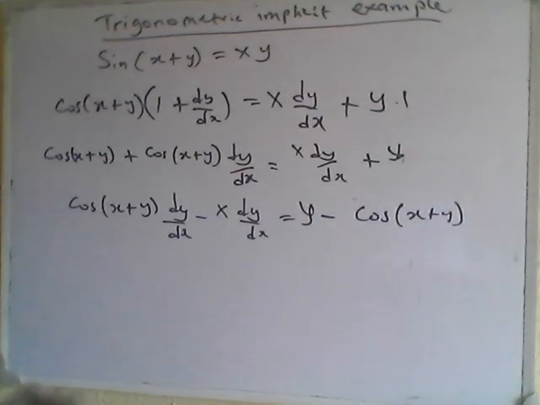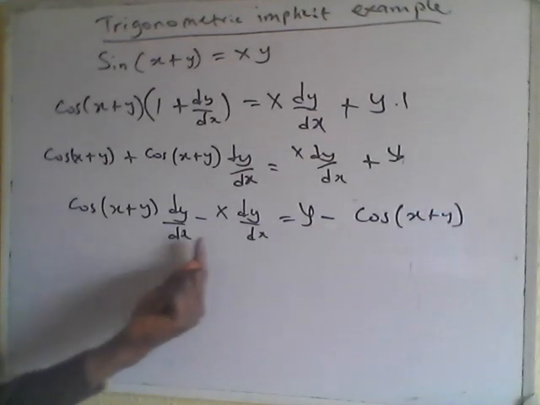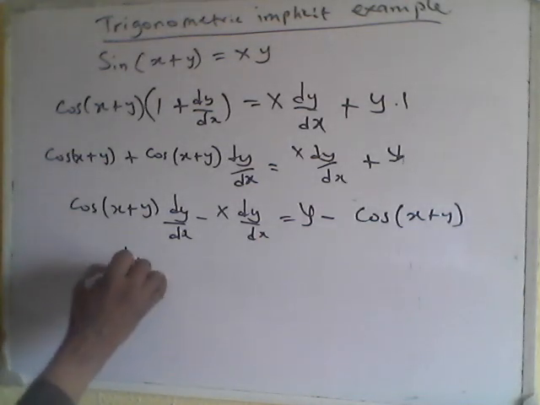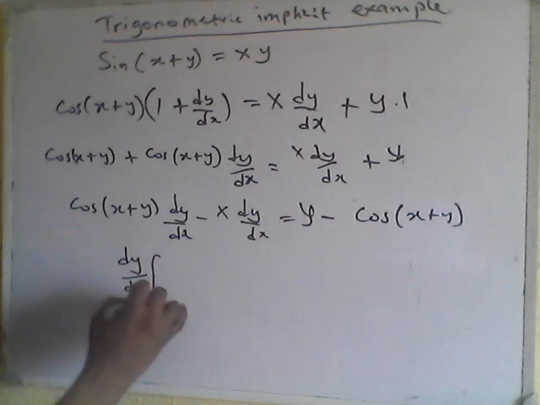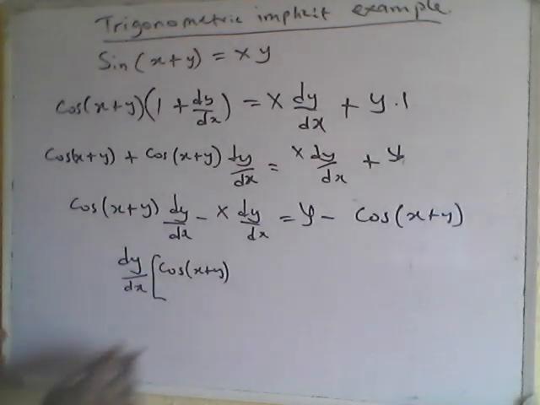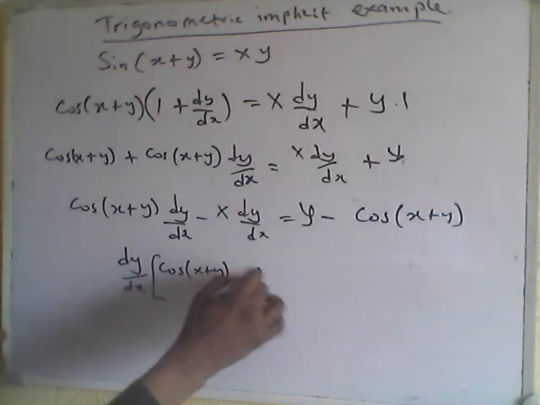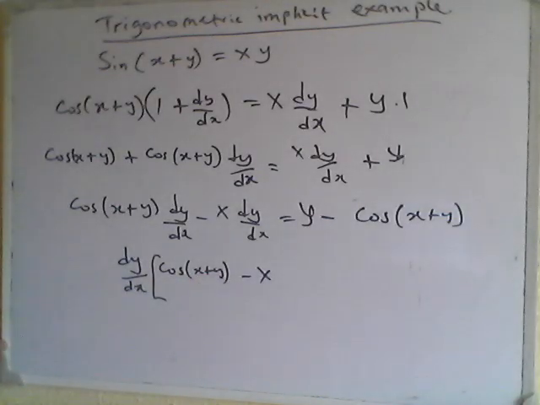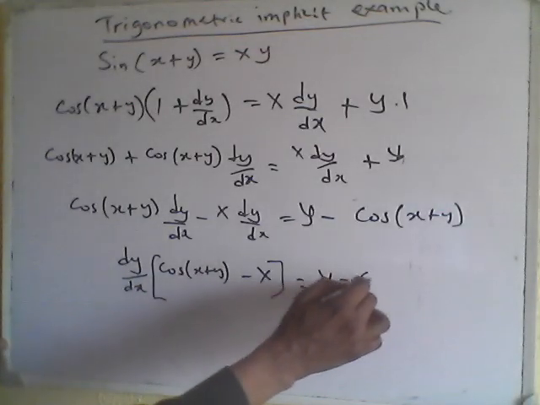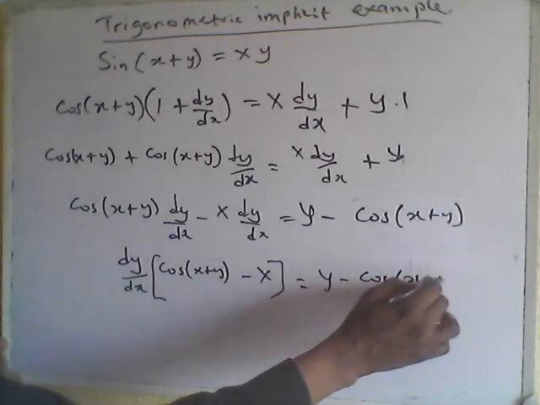So it's looking better now. So I can now factorize. This common factor is dy dx, right? So I'll put dy dx outside, then open a big bracket, then I'll put cos x plus y, minus x, then close the brackets, equals y minus cos x plus y.